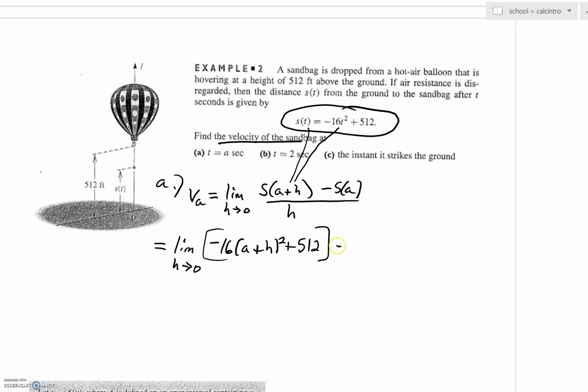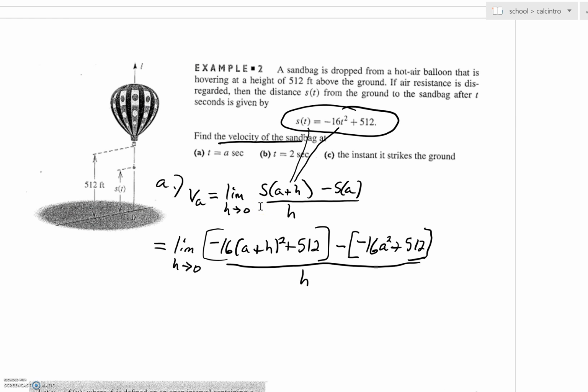And then we could say minus, well, if I'm just plugging in an a, that's way simpler, isn't it? You're just going to get this. And then we're going to go ahead and try to work this out and simplify it. So let's see what happens as we do that.